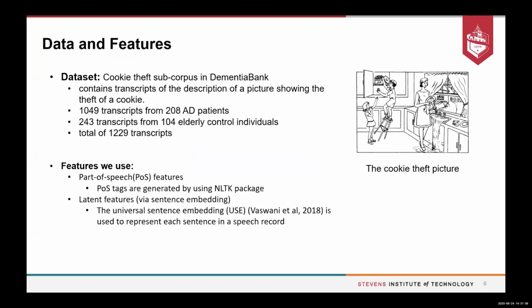We use two classes of features. First, part-of-speech features. POS tags are generated by using the famous NLTK package. The other is the latent features. The Universal Sentence Embedding is used to represent each sentence in a speech record. USE is a pre-trained sentence embedding model provided by Google.